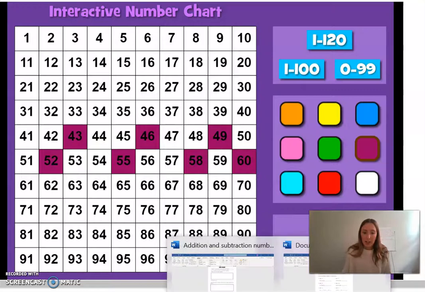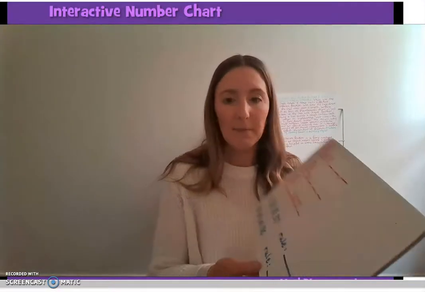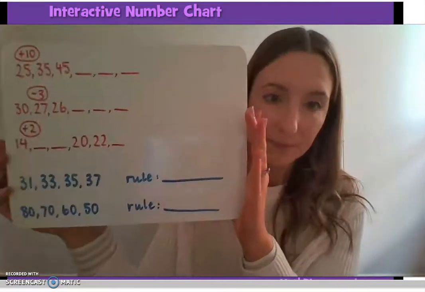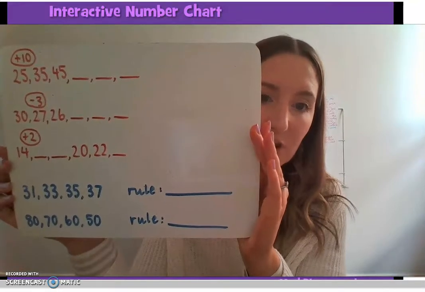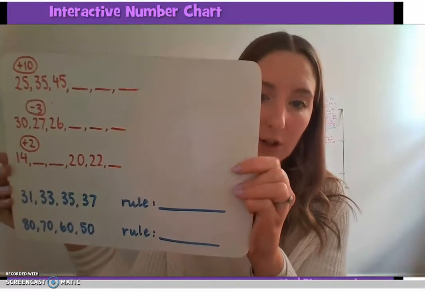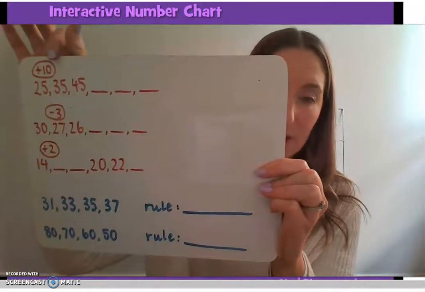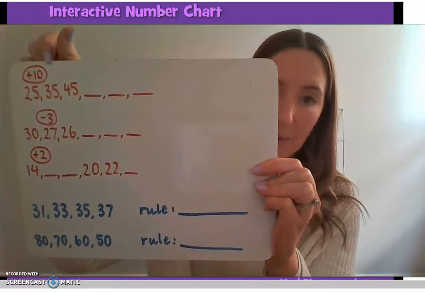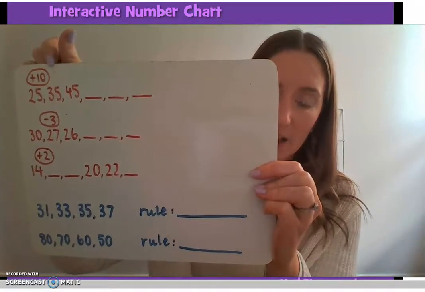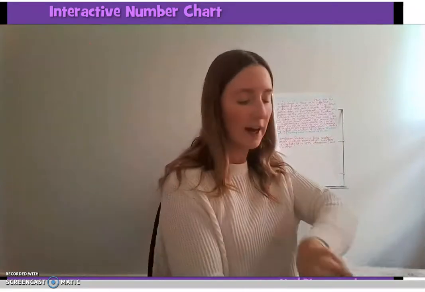So your activity today is doing something like this. You have a number pattern and it's given you the rule, and you have to continue on the pattern using that rule. So here, this first one is skip counting by tens. Then it goes 25, 35, 45. So let's pop that on the hundreds chart.